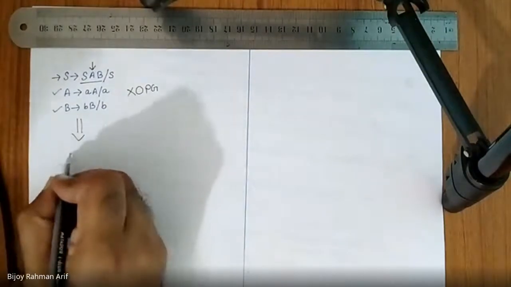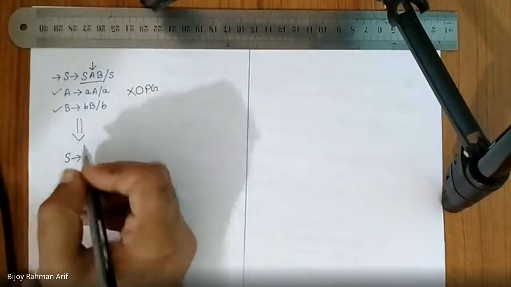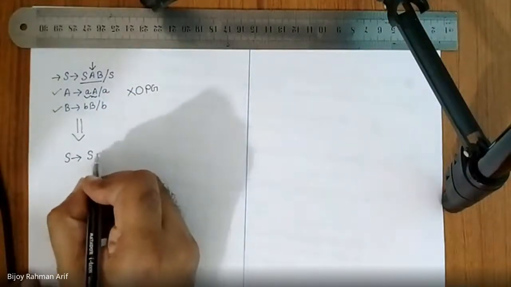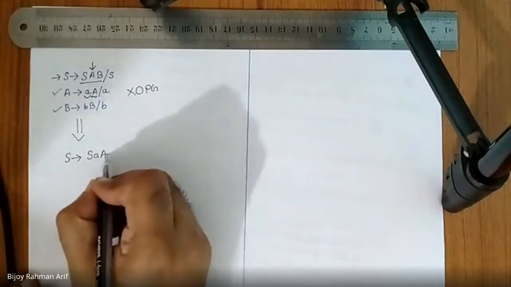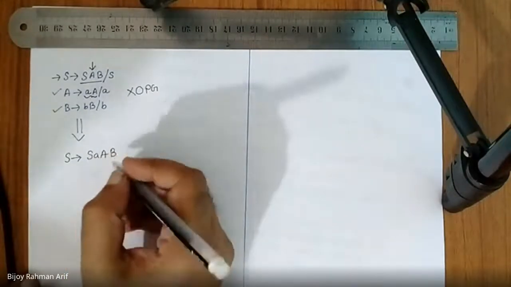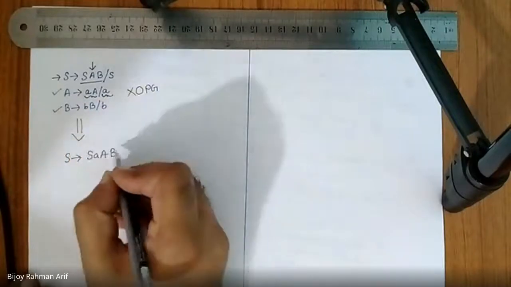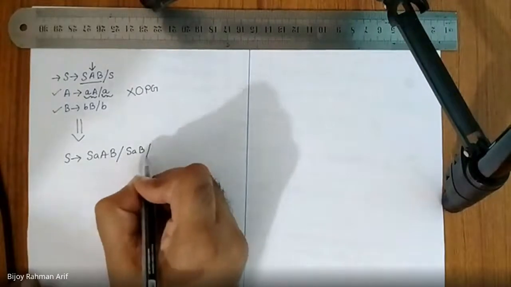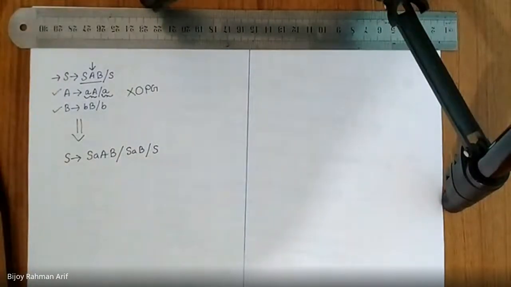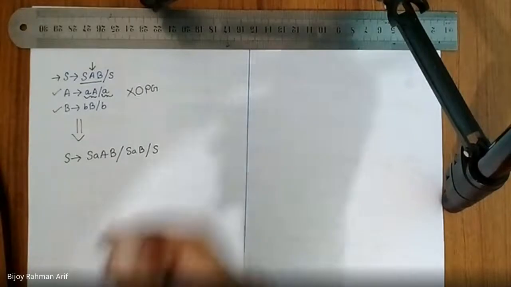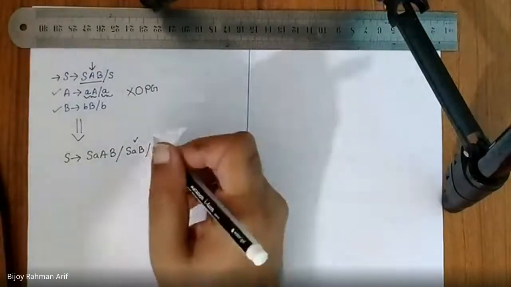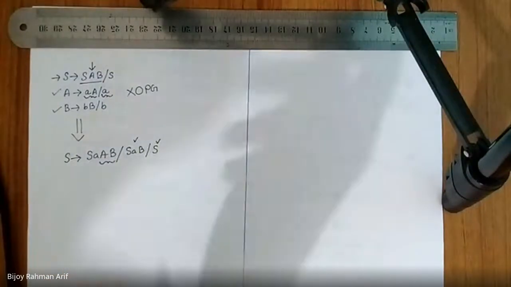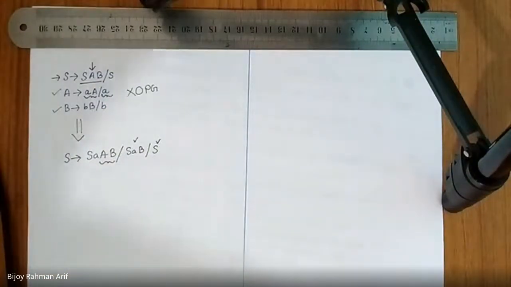So instead of A, if we put first this one, then what would be the grammar? S derives SA or B, and we have to also put this one. So if we put this one, it would become SAB and S. Am I right or not? Now this one is done. There is no problem with this. But again, there is a problem. A and B are placed side by side. So what can we do?